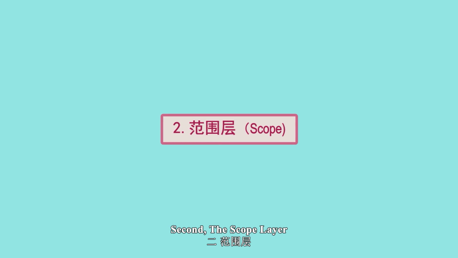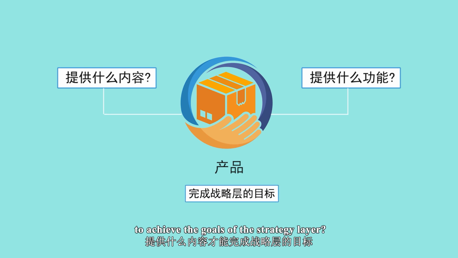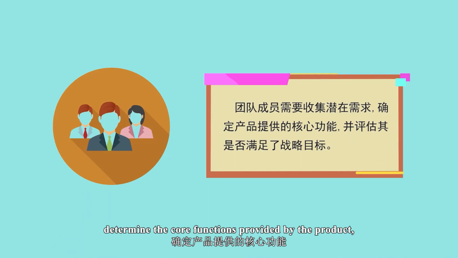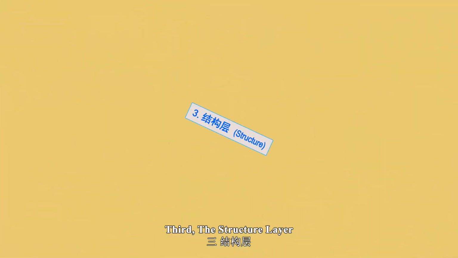Second, the scope layer. What functions should the product provide exactly? What content should be provided to achieve the goals of the strategy layer? Team members need to collect potential requirements, determine the core functions provided by the product, and evaluate whether they meet the strategic goals. Third, the structure layer.